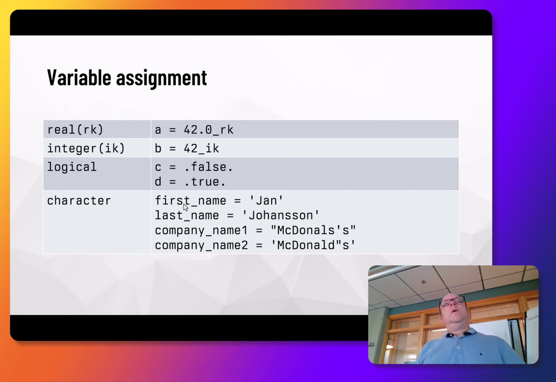So this is how you assign variables. It's very like Python and C, but you see here that we have the precision specifiers. If you have Boolean variables, you assign them a special character string called .false. and .true.